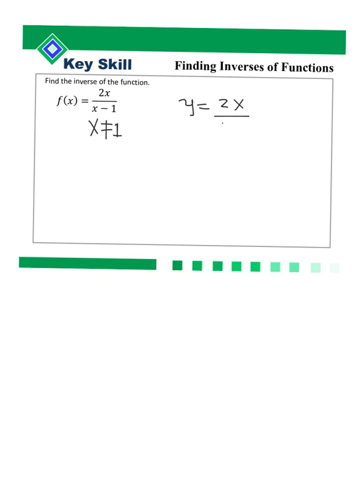So let's find the inverse. 2x over x minus 1. I switch x and y. You can see we have y in 2 places here, x in 2 places. So this is going to be x equals 2y over y minus 1. Then I need to get rid of this fraction, so I'm going to multiply by y minus 1, and so I get xy minus x equals 2y.